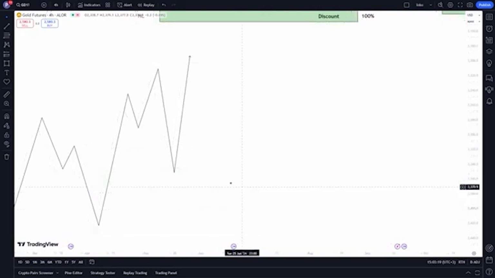And now I will show how to determine the premium and discount market on the chart. You need to take the Fibonacci grid and determine your lowest point.